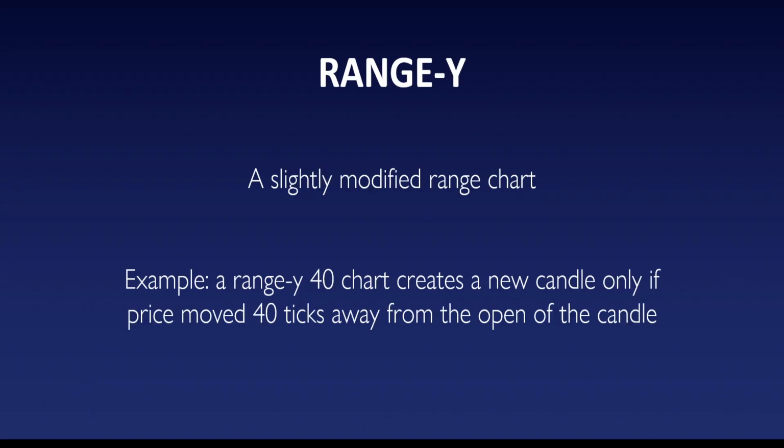Then we have covered a range Y chart, which is basically the same as a range chart, but slightly modified. The difference is that a normal range chart creates a new candle when price has moved 40 ticks, regardless of where it opened. The range Y chart counts from the opening point of the previous candle. That is the only difference. Other than that, exactly the same.